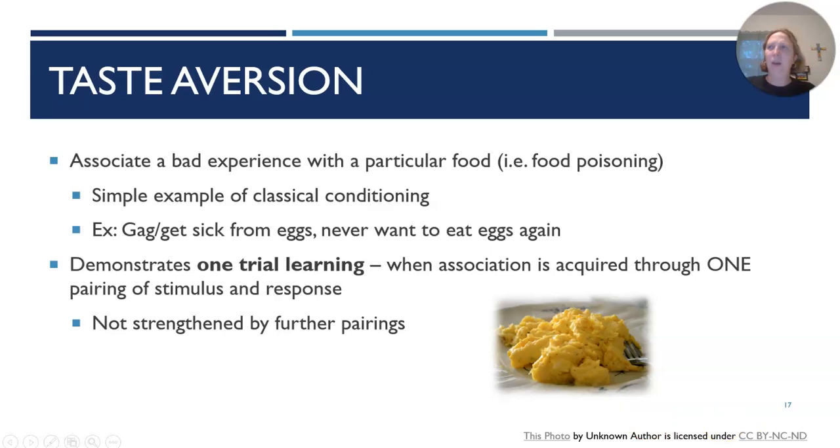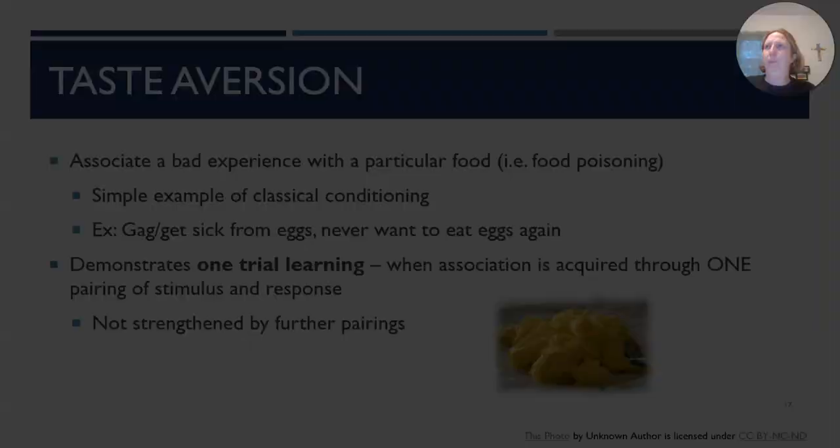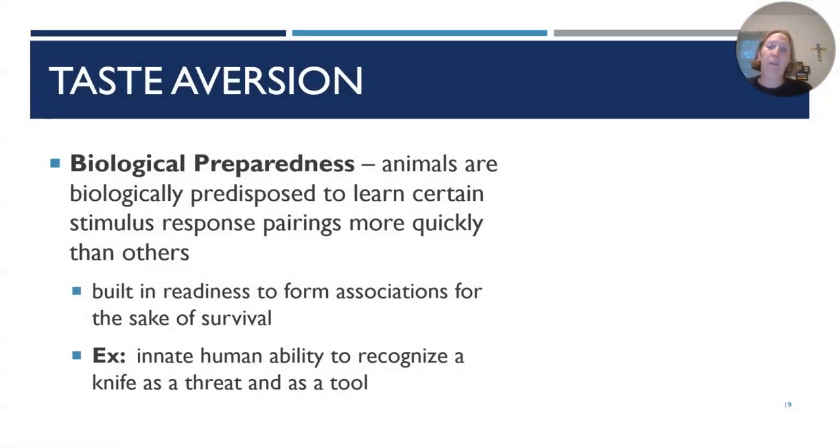Happened once. Why is that all it took? Because of something called biological preparedness. Animals are biologically predisposed to learn certain stimulus response pairings more quickly than others. It's a built-in readiness to form associations for the sake of survival. Make sure you write that in your notes, the sake of survival.